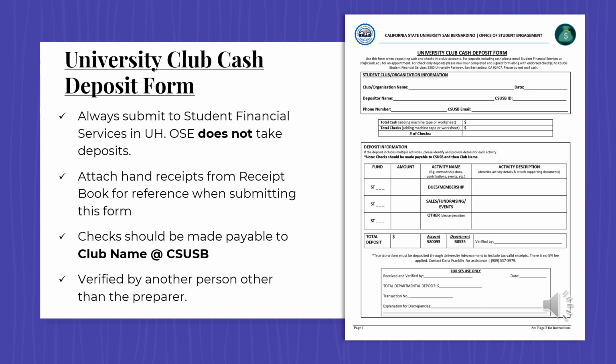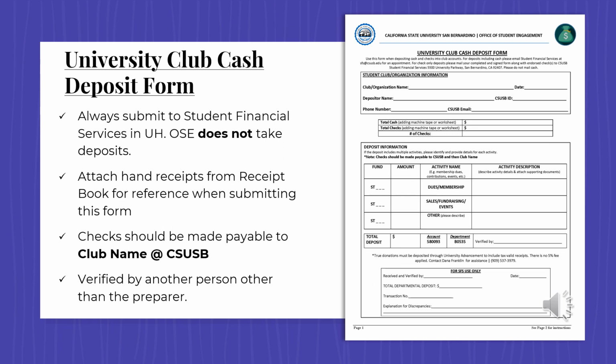As a general rule, we recommend that only 1 to 2 officers of your organization are responsible for collecting and depositing organization funds. The individual processing the deposit form will need to complete all required information on the form. Once you have completed the form fields, please request a club member, another officer, or your advisor to verify the form and total deposit amount are accurate. They will need to sign on the Verified By line.